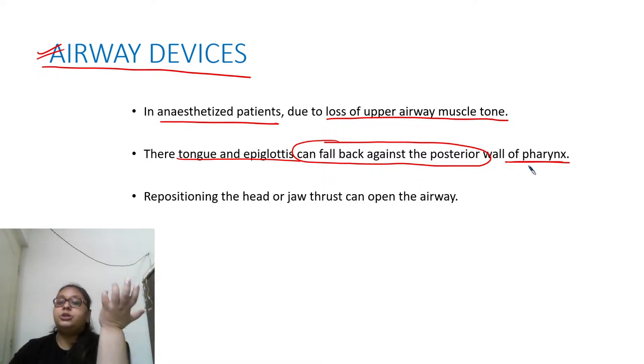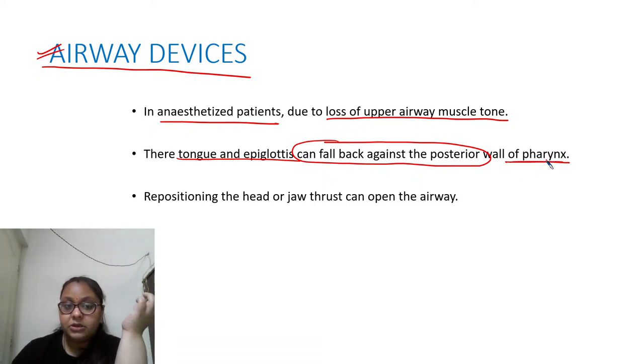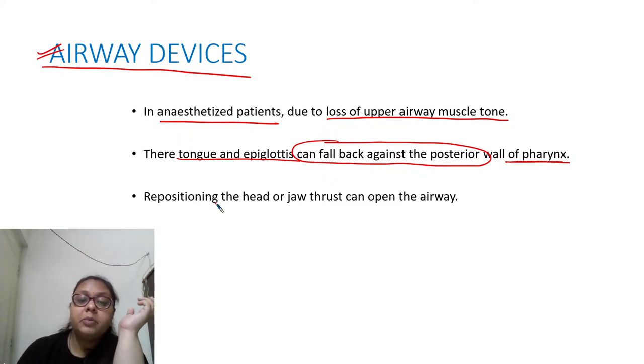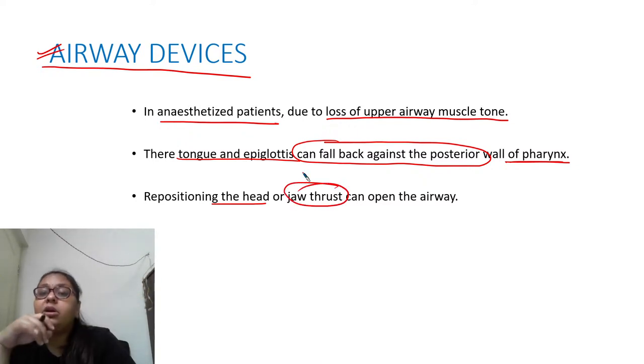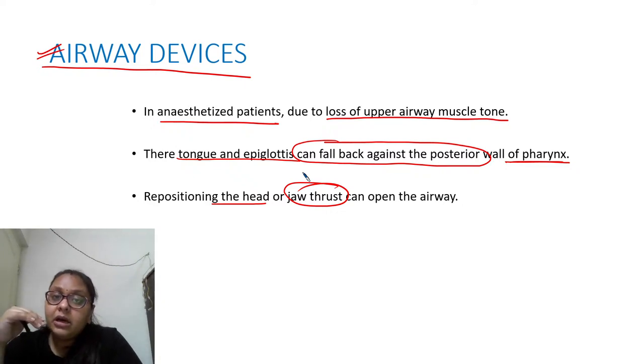So in the anesthetized patient, because of the loss of the airway muscle tone, there is falling back of the tongue against the posterior pharyngeal wall. So what will happen because of that? The patency of the airway is lost. So to maintain the patency of the airway, normally what do we do? We reposition the head or give a jaw thrust. When we give a jaw thrust, we prevent the tongue from falling back and maintain the patency of the airway. But sometimes this does not help.